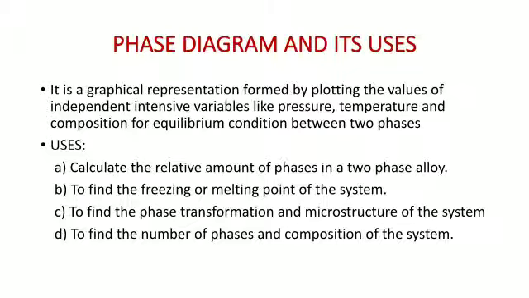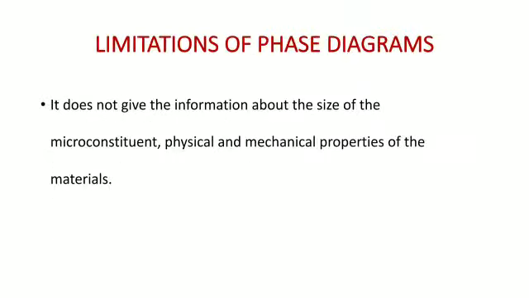The uses of phase diagrams are: it is used to calculate the relative amount of phases in a two-phase alloy. It is used to find the freezing or melting point of the system. It is used to find the phase transformation and microstructure of the system. And finally, it is used to find the number of phases and composition of the system.